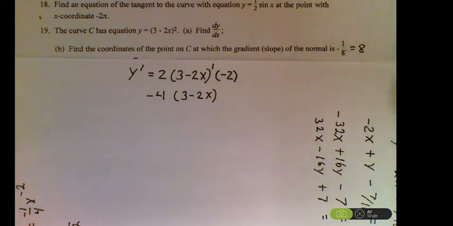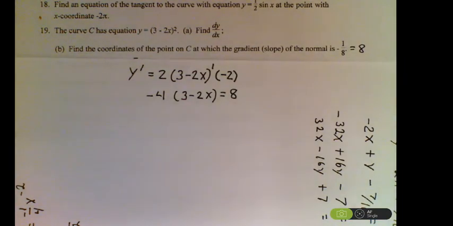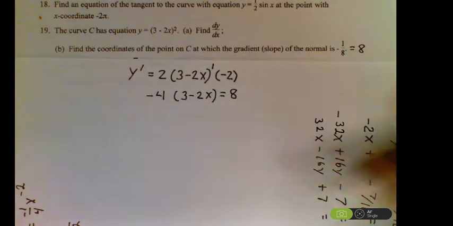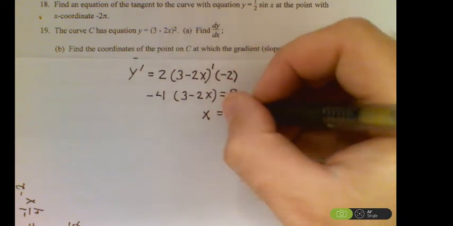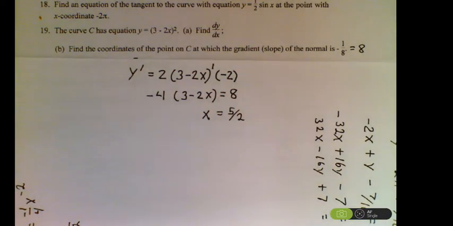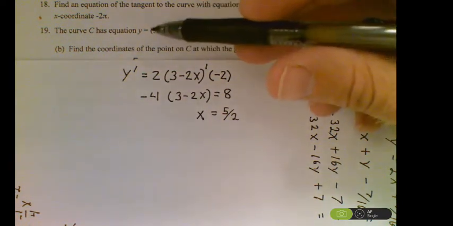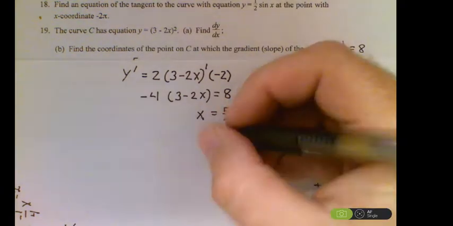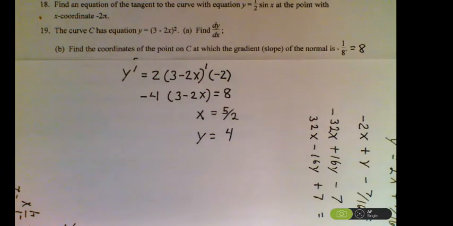So I want to know where the derivative is equal to something. So in this case, it's equal to 8 since parallel slopes are equal. Now I can solve that equation for x. So divide by -4, you got -2. Subtract 3, you got -5. -5 divided by -2 is 5/2. So we have our x coordinate. And then I can just always plug that back into the original function to get a y coordinate. So if I plug that back in to get the y coordinate, that's where you're going to come out with your value of 4 for your y value.